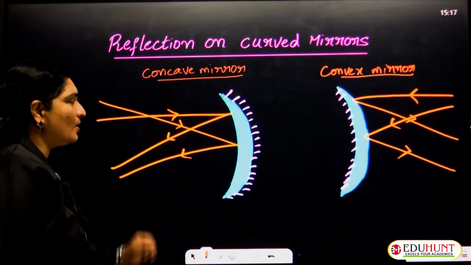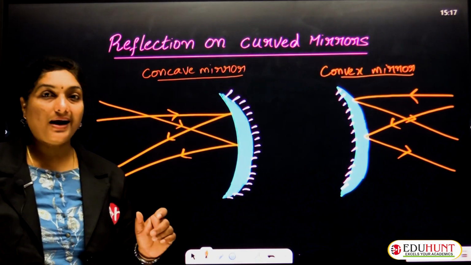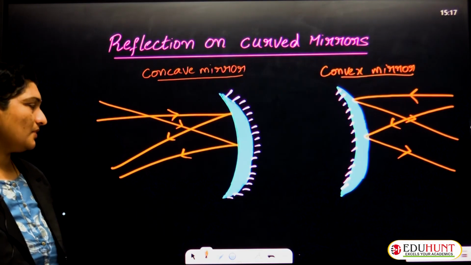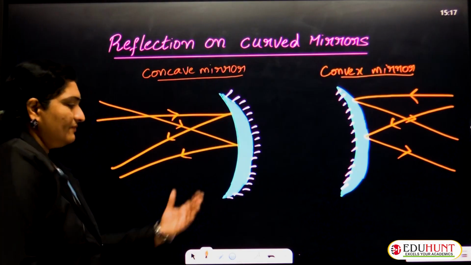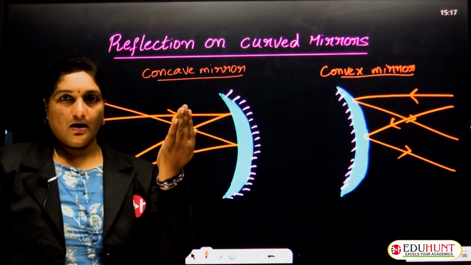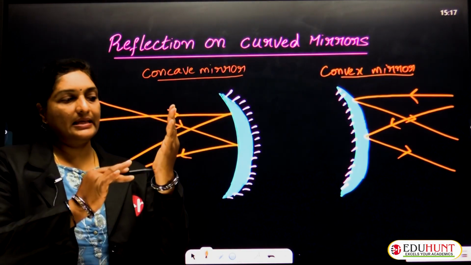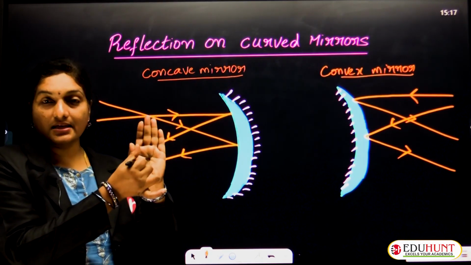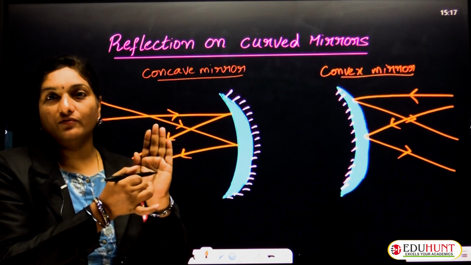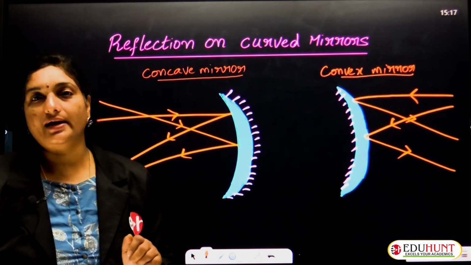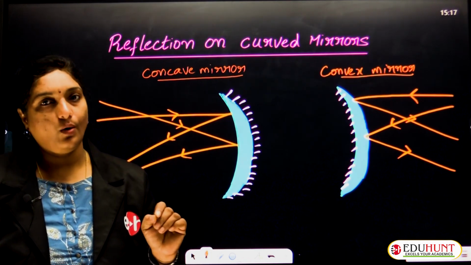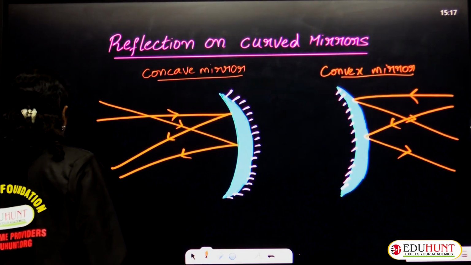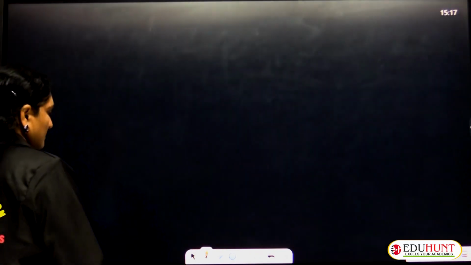So, let us try to understand the parts of this mirror one after the other. First of all, if this happens to be a curved mirror, there will be a center point of this mirror. This center point, the midpoint of the mirror itself, is called the pole or vertex. So, first one, all about your pole or vertex.